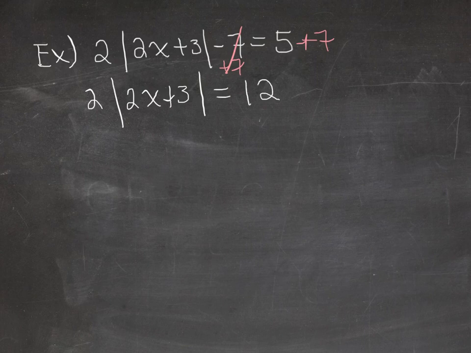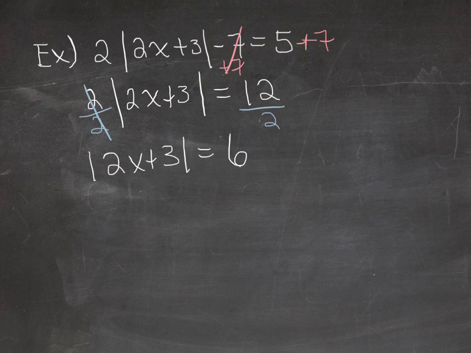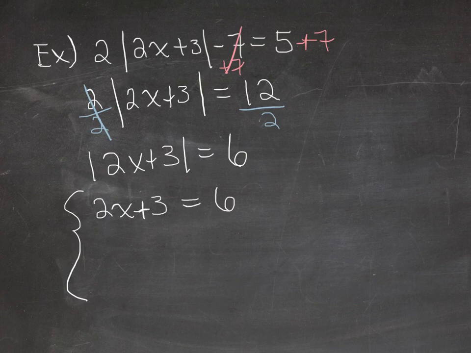And then I need to get rid of this 2 that's in front of the absolute value, so I'm going to divide both sides by 2. So now I have the absolute value of 2x plus 3 is equal to 6. So now I've isolated that absolute value. That's all I have on the left-hand side. So now I can split it into the two pieces. I have my positive piece, which will just be 2x plus 3, and that's equal to 6. So the right-hand side isn't changing. It's not in an absolute value. And then the negative, and then remember brackets, negative of 2x plus 3 is equal to 6.